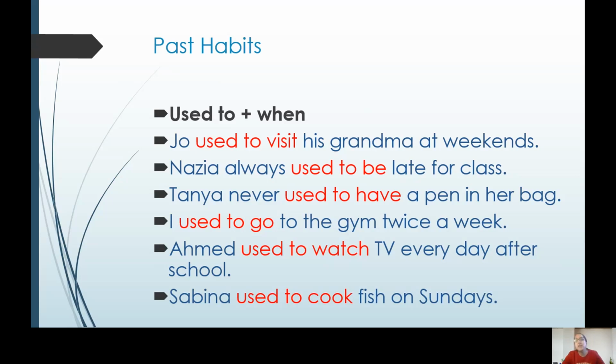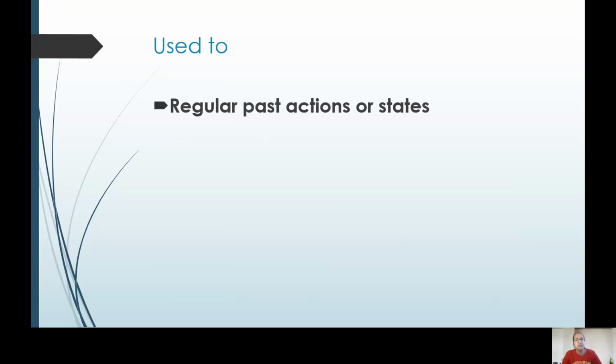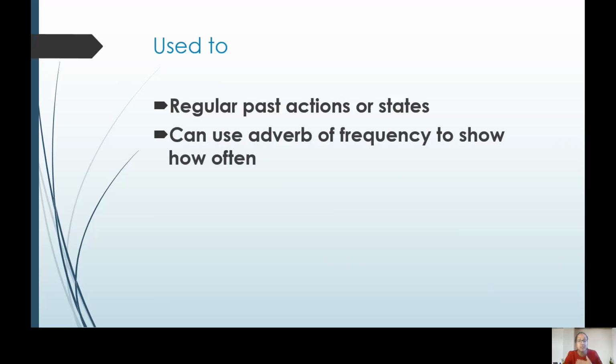We don't have to say when with used to, because used to already shows us that the action happened in the past and does not happen anymore. So we use used to show regular actions or states in the past. They no longer happen now. We can use an adverb of frequency to show how often if we want. So as I said, the action is not done now.